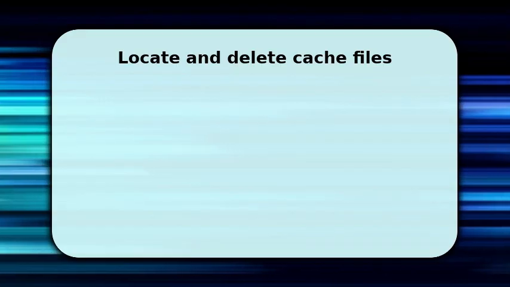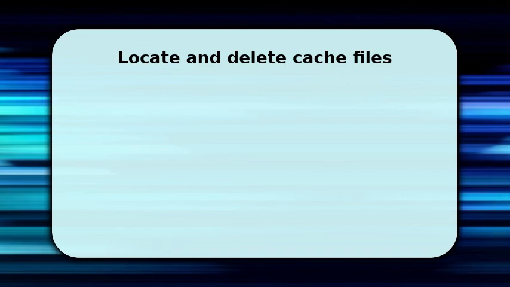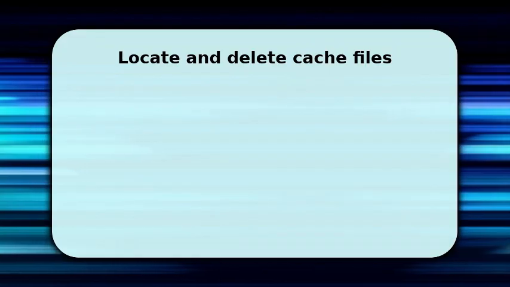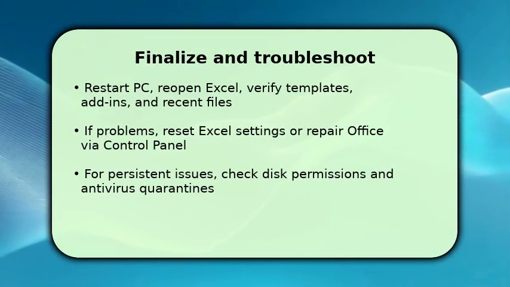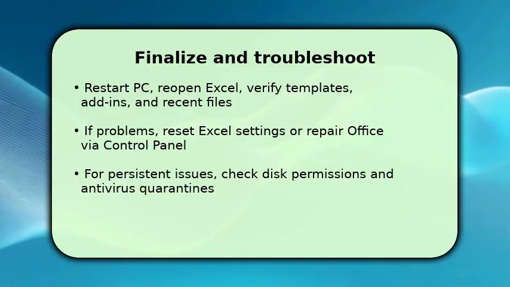If you use OneDrive or Office Upload Center, open it and clear the Office document cache there as well. When done, empty the recycle bin so Windows releases space and locks on those files are removed. Finish by restarting your PC. This ensures locks are cleared and temporary handles are released.